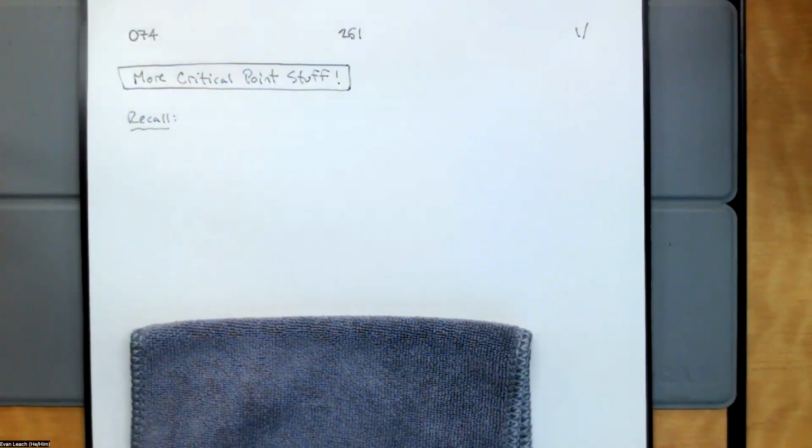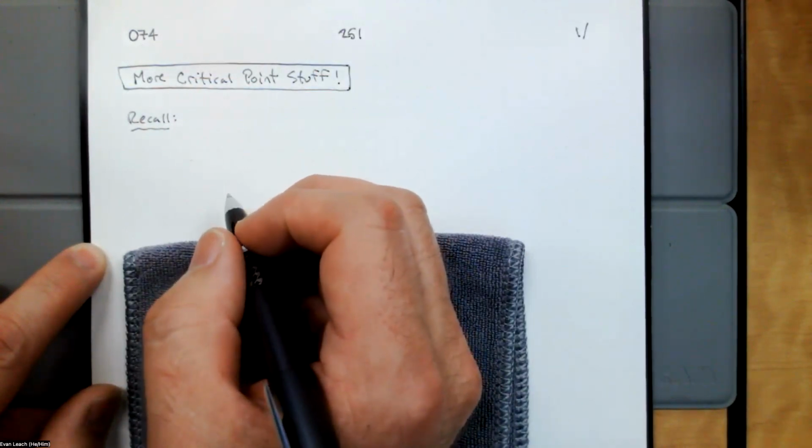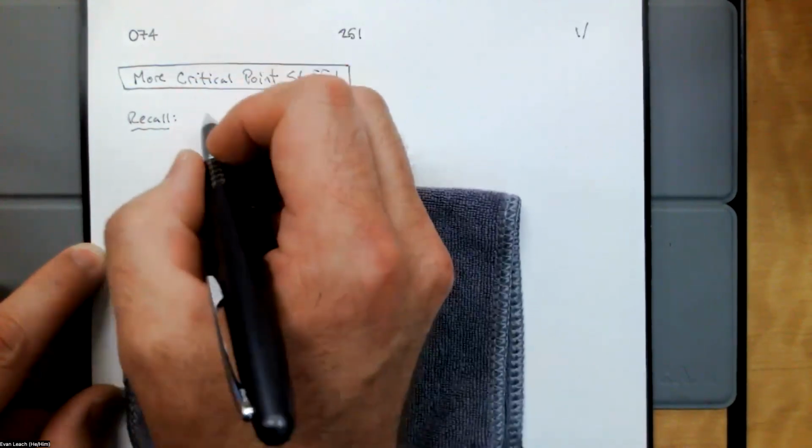we find critical points by finding points where the first derivative is 0 or undefined. That hasn't come up because we've been working mostly with polynomials. But critical points are when the first derivative is 0 or undefined.